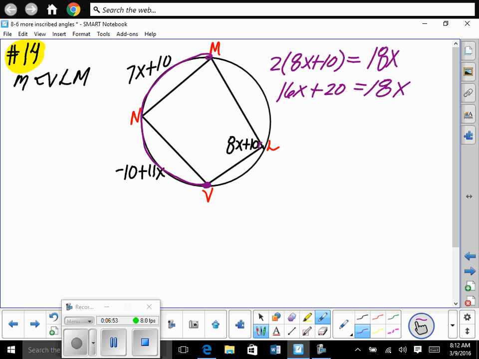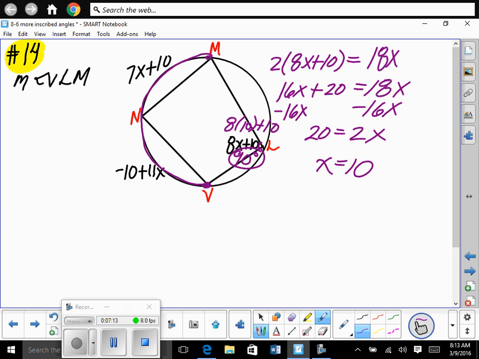Then from there, we've got to combine our x's. We don't float them together. We've got to use algebra to get from one side of the equation to the other. So we'll subtract 16x. So we have 20 is equal to 2x. Divide both sides by 2. x is equal to 10. Awesome. We plug in 10 for x. 8 times 10 plus 10 is 90 degrees. How many got that right on your worksheet?